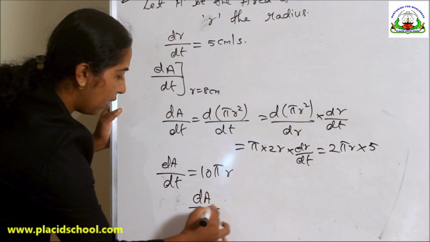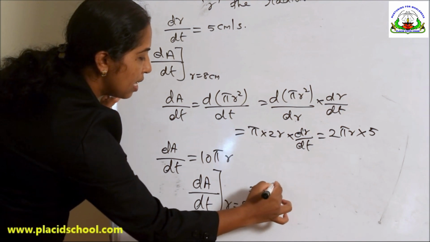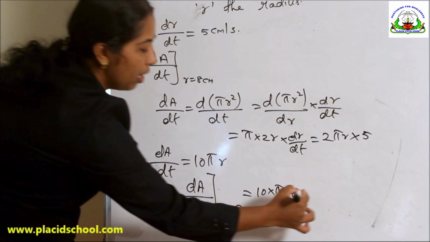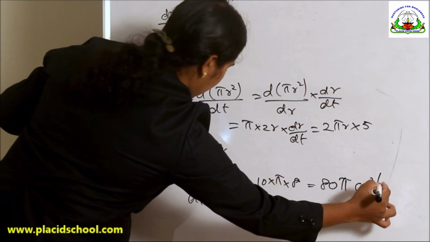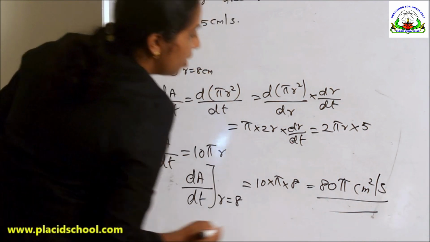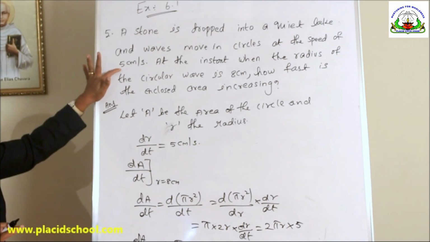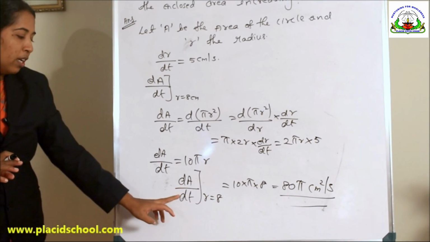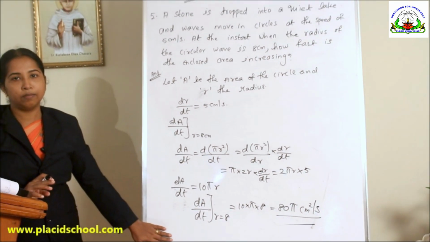Rate of change of area with respect to time when the radius is 8 centimeters: 10 into pi into 8. Substitute 8 in the place of r. So this is 80 pi centimeter square per second. So when the radius moves at the speed of 5 centimeter per second, at r equal to 8, the area is changing at the rate of 80 pi centimeter square per second.